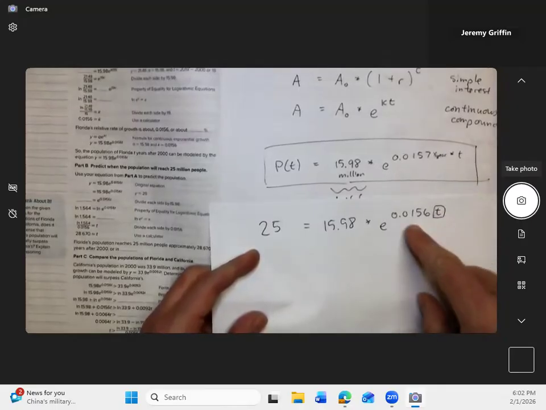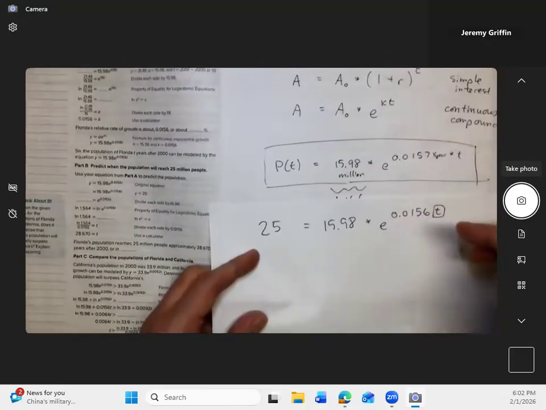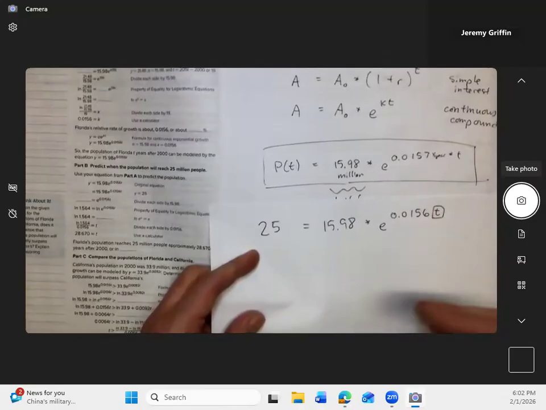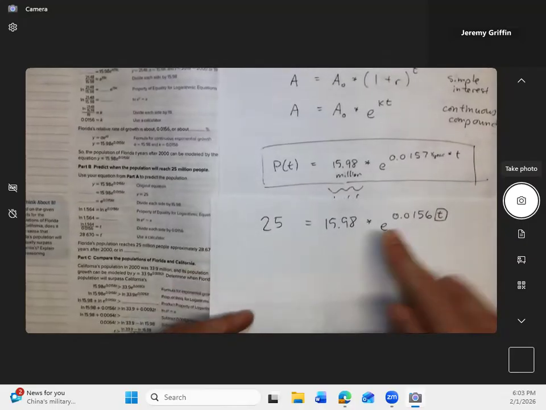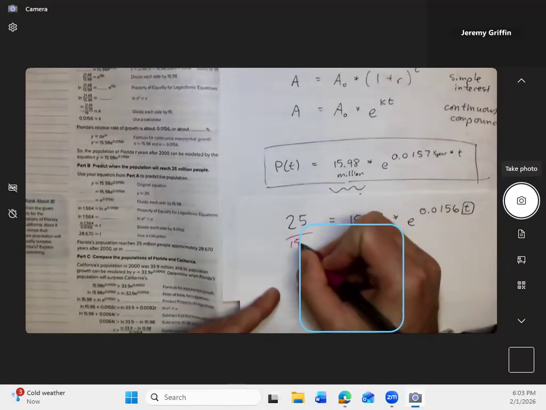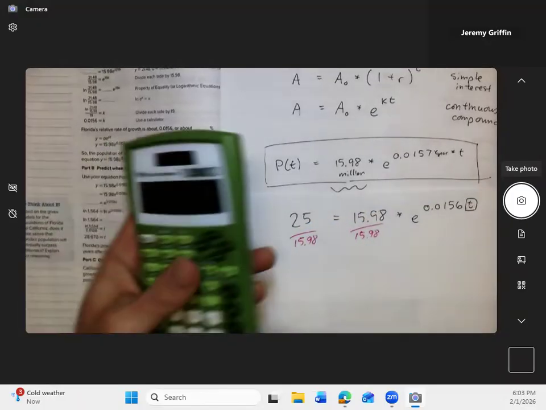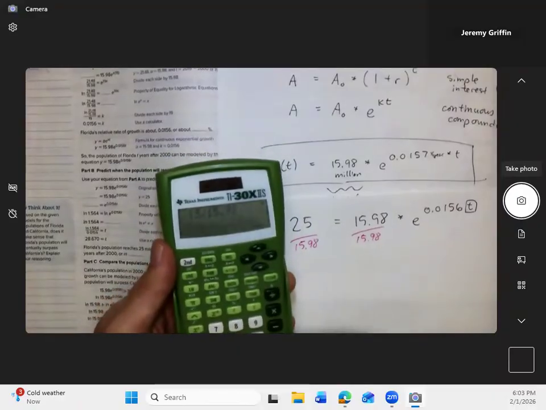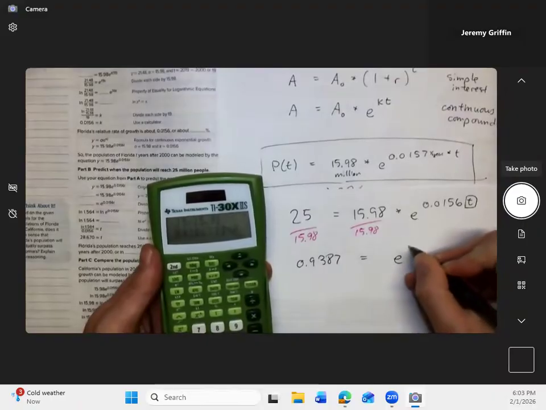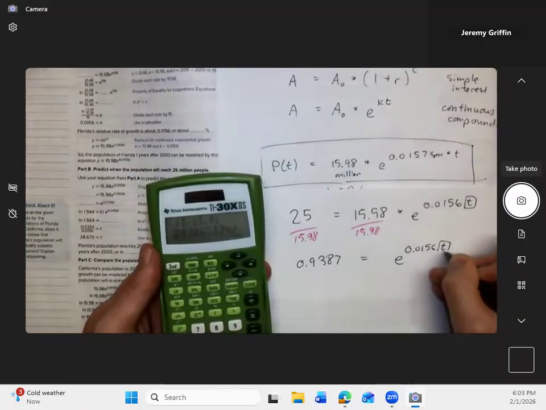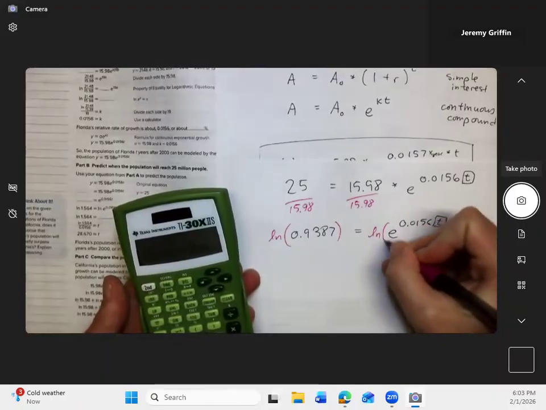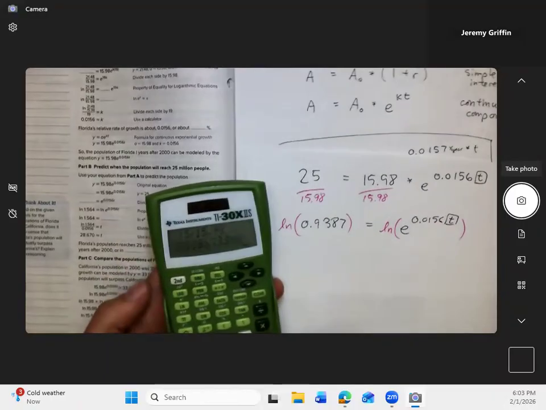Now you've got something roughly like this, but t occupies the same space. It's still up here in the exponent. So we're still going to have to apply a logarithm, because we've got a base of e. Let's divide both sides by 15.98. It is 25 over 15.98. I'm looking at 0.9387-ish is e to the 0.0156t. How do you get t out of the exponent? You apply a natural logarithm because I have a base of e right here, so that'll clean up nicely.